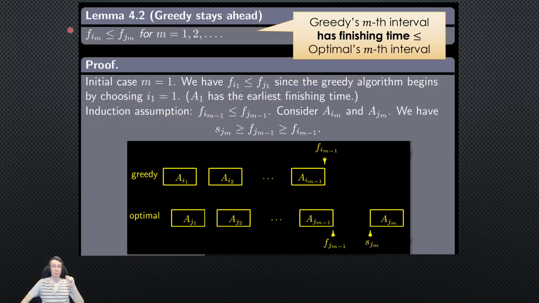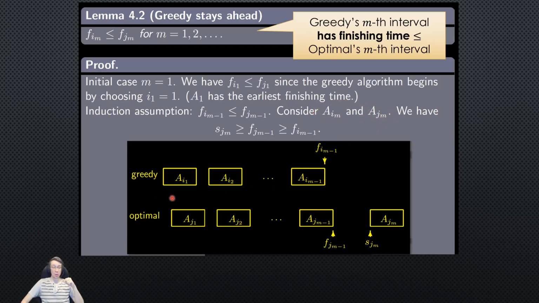So this holds trivially. Okay, now we're going to prove the inductive step. So our inductive assumption is just the claim for m minus 1, and we're going to prove it for m. So by induction, we have f of I sub m minus 1 is less than or equal to f of J sub m minus 1. In other words, greedy's m minus 1th interval has finishing time less than or equal to optimal's m minus 1th interval in this order. Okay, so now consider A_I_m, in other words, greedy's mth interval, and A_J_m, optimal's mth interval in this order.